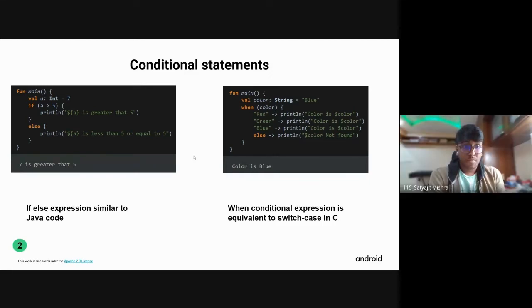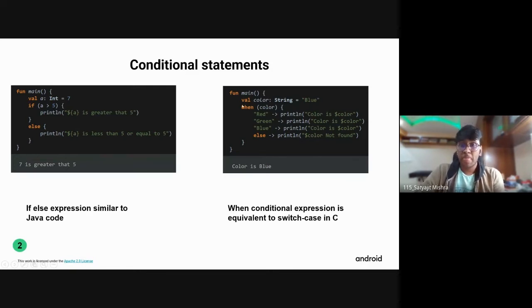So the if-else expression is very similar to Java code, like we can see here. Coming to something new, you must be familiar with the switch case in Java or C. Kotlin also has something similar, but it's called a when operator. If you have 3 or 4 conditions to check, an if-else if ladder would be a very tiring process, so we use a when conditional expression.